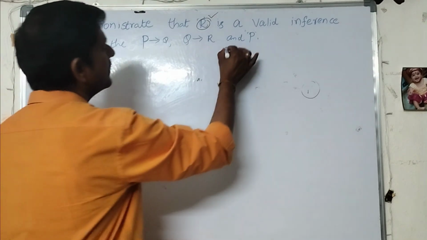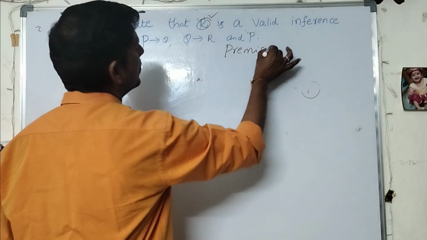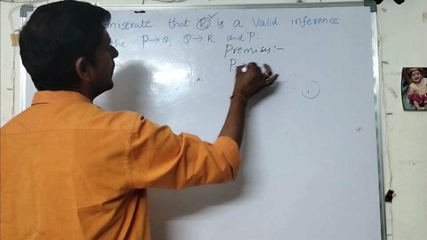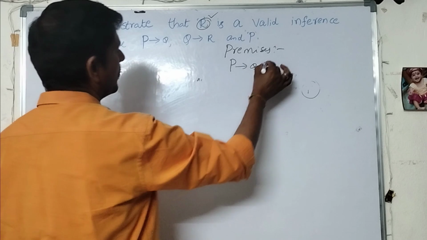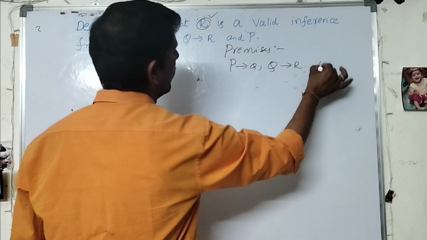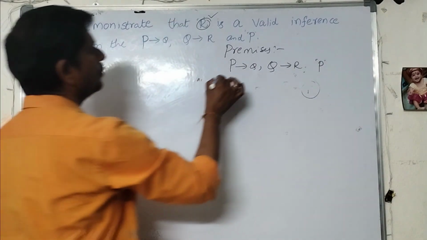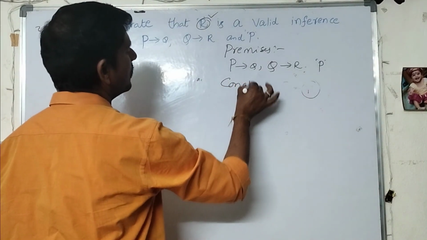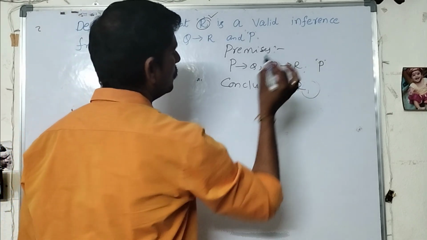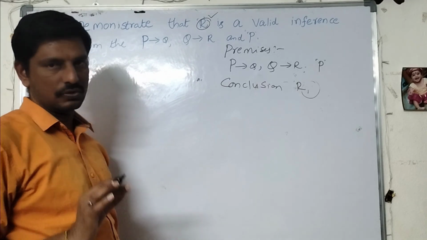So how many premises are given here? First we need to write the premises. The premises are P implies Q, one premise, Q implies R, and P. These are the premises. And the conclusion? What is the conclusion? R. So we need to use these premises to reach our conclusion, right?